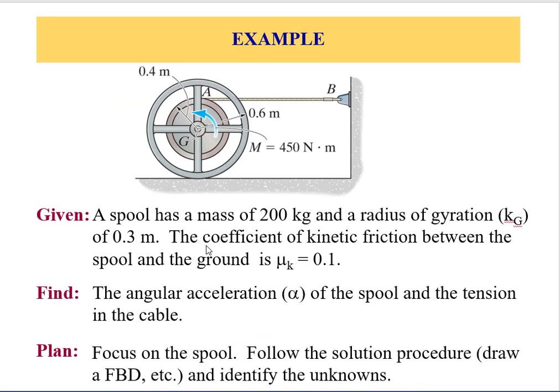Alright, let's take an example and study this one in particular, where a spool has a mass of 200 kilogram. It does have a radius of gyration of 0.3.